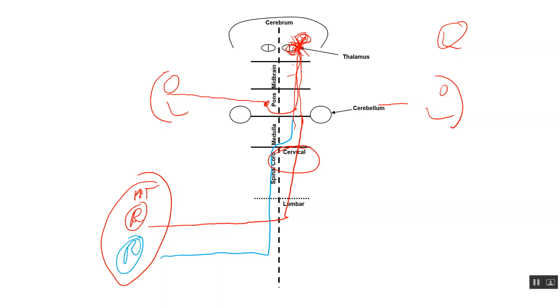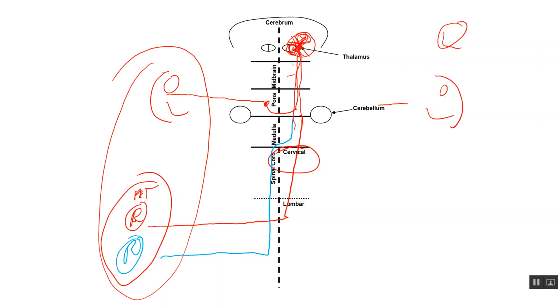So if you damage it up here, if you have a lesion anywhere from the thalamus, internal capsule region where everything's close together, then it's this whole side of the body that's impacted. Does that make sense?